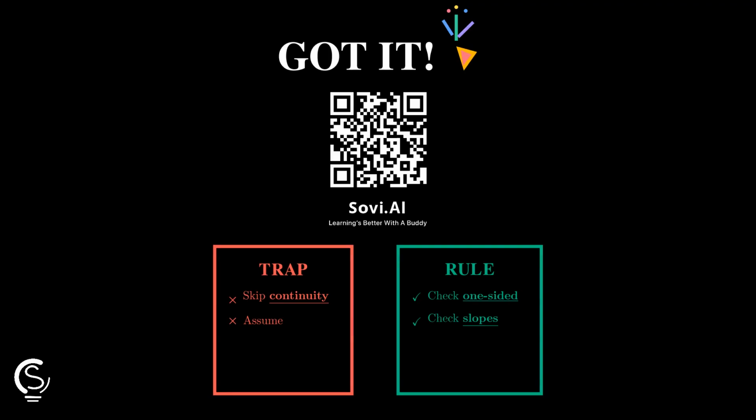Don't skip continuity or assume values. Always check one-sided limits and compare the slopes instead.